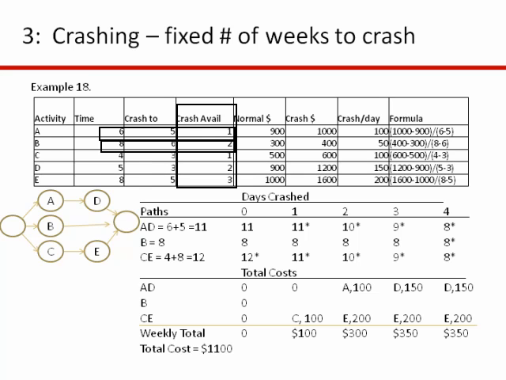So for activity A, you can take 1 week off of it. That's basically what crash available means. You can only crash it for 1 week. And then in terms of the costs, you have to calculate those. Crash cost per day is just going to be the crash cost minus the normal cost, divided by how much crash is available. I have the formula over here, but this is the second to the last column, and that's how much it costs per day to crash each of these activities. So you have to do a little bit of work to translate some of these data into something meaningful that you can use.